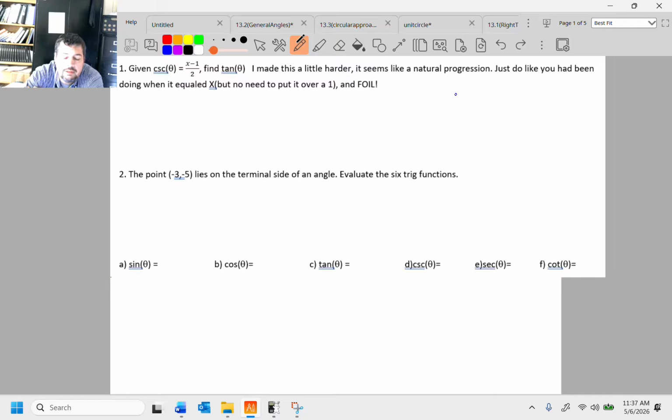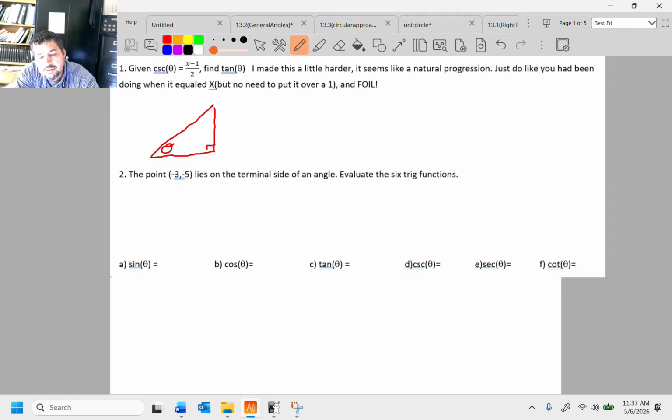Here she is. Given the cosecant of theta is x minus 1 over 2, find the tangent of theta. So it's kind of a big deal that you draw the way I taught you to draw. Otherwise, we get different answers. Theta in the corner, we draw like we're on the imaginary xy axis, okay?